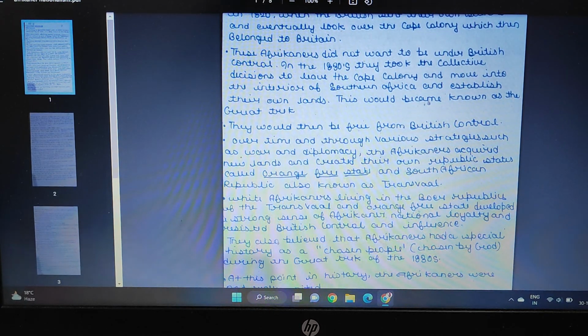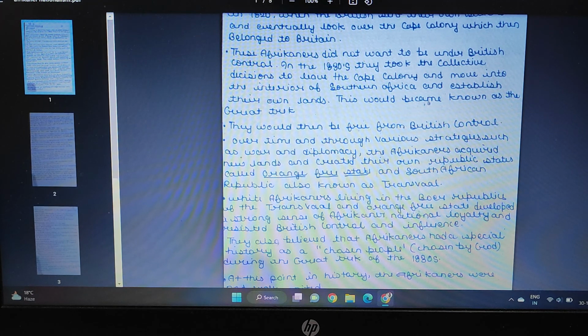Now, when we come to the next point, they would then be free from British control. These people thought that if they left the Cape Colony and moved into the interior of southern Africa, they would be free from British control. Over time and through various strategies, they took new lands and created their own republic states, called the Orange Free State and the South African Republic, known as Transvaal.